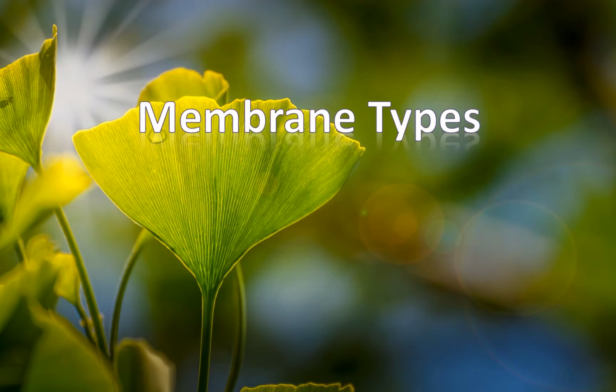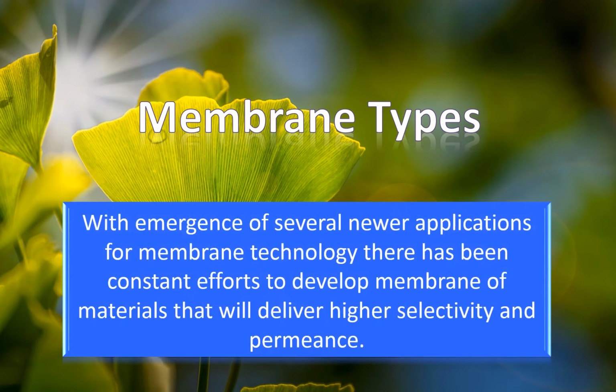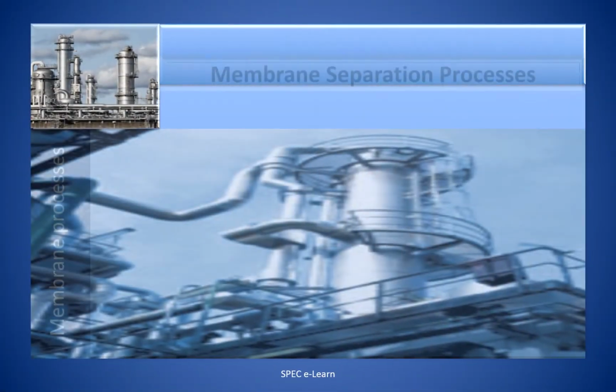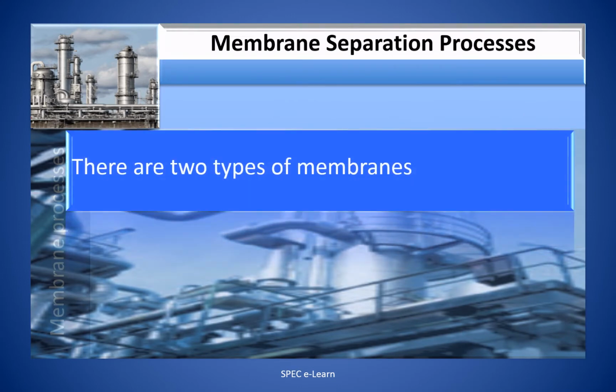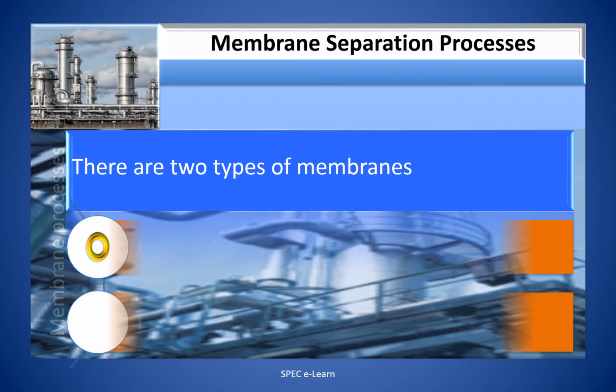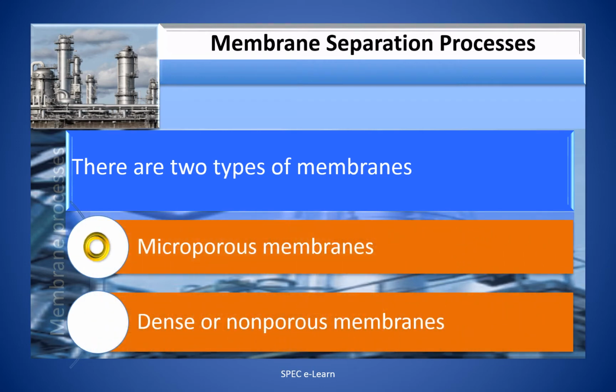Membrane types. With the emergence of several newer applications for membrane technology, there has been constant efforts to develop membranes of materials that will deliver high selectivity and permeance. There are two types of membranes. 1. Microporous membranes. 2. Dense or non-porous membranes.